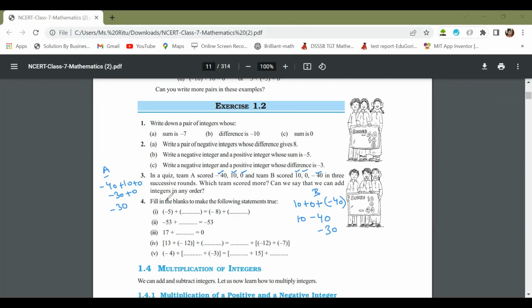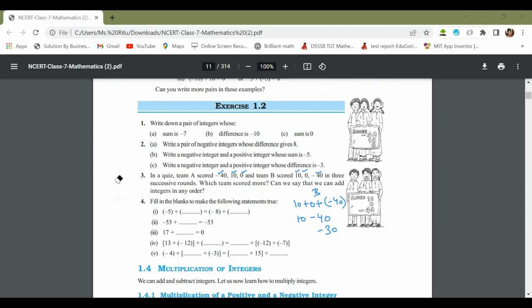So yes, we can add integers in any order, because you can check out when we were adding -40, 10 and 0, then also we were getting -30. And when we were changing the order of all three scores like 10, 0 and -40, then also we were getting the same answer. So what you will write here, score of both the teams are same, that is -30. And yes, we can say that we can add integers in any order. So this would be the answer of the question number 3.